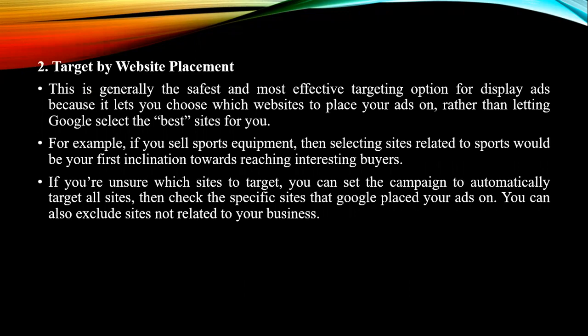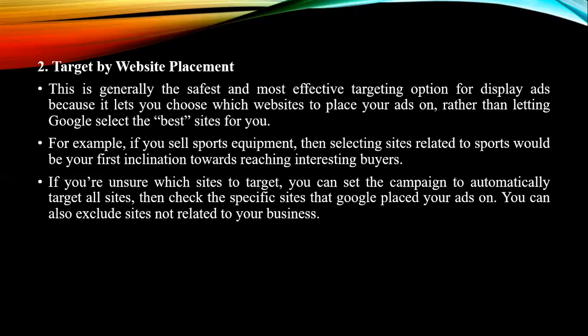Target by website placement. This is by Google. Google will select where your ads should appear on the Google page. So this is the second type, target by website placement. You have the option to tell Google to select the best one. Rather than Google selecting, you will have the opportunity to choose. The authority will be given to Google here, and they will give better options.